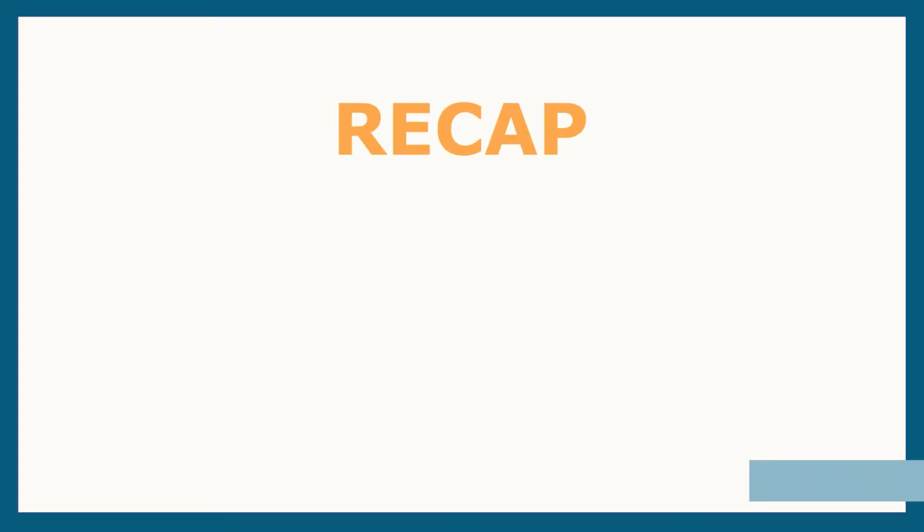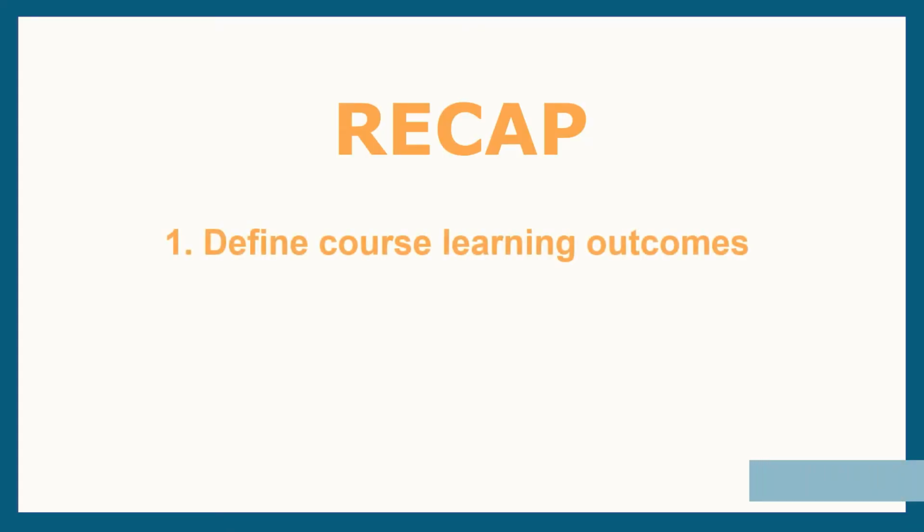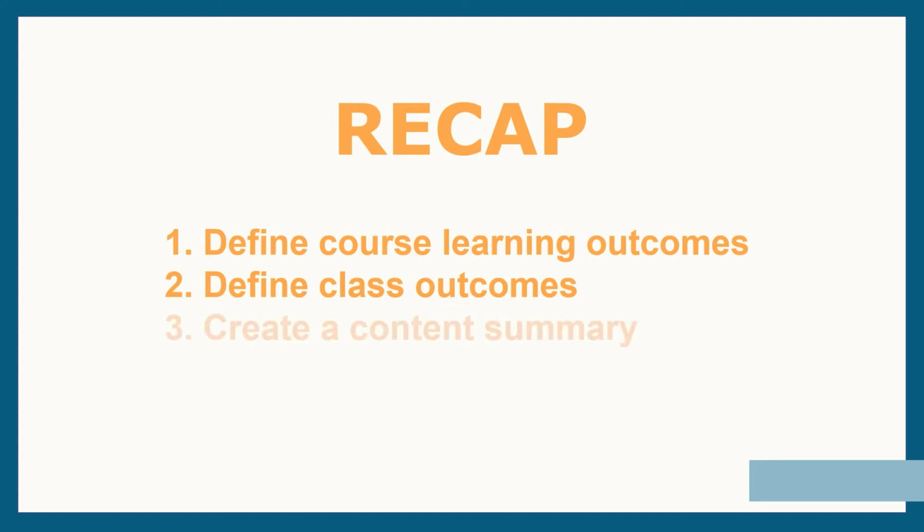So, to recap, when designing your course, start by, first, defining the course learning outcomes. Second, define the class learning outcomes, each of which should be related to a course outcome. And third, create a summary of the content students need in order to attain the learning outcomes.